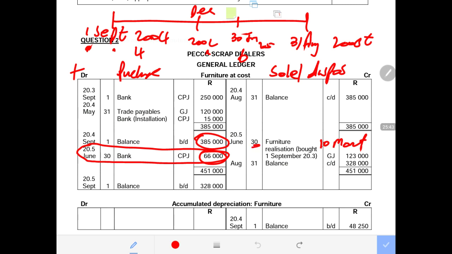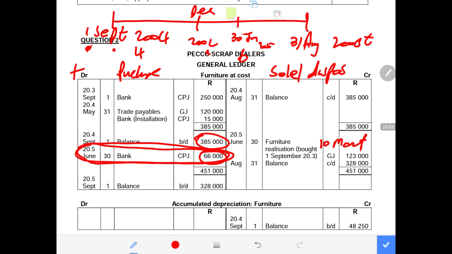Remember, at this date it is sold, meaning by July and August this finisher is no longer in the business. So we can't calculate depreciation for July and August for this finisher because it is no longer in the business. But for this one, it was bought on the 30th of June, meaning in July this finisher was in the business.